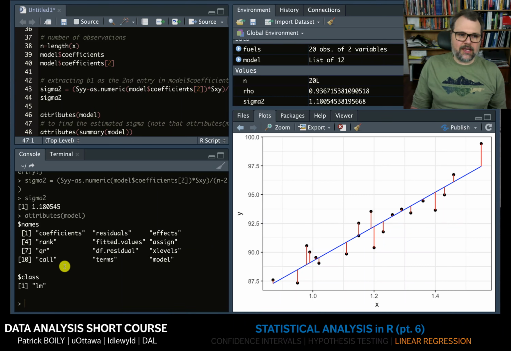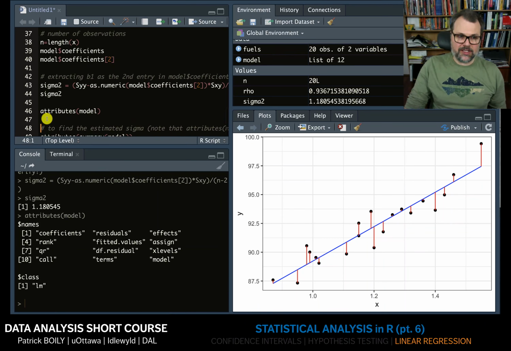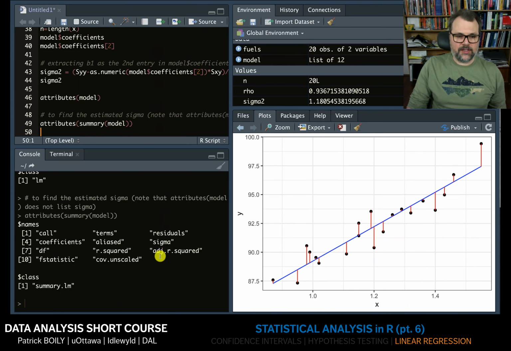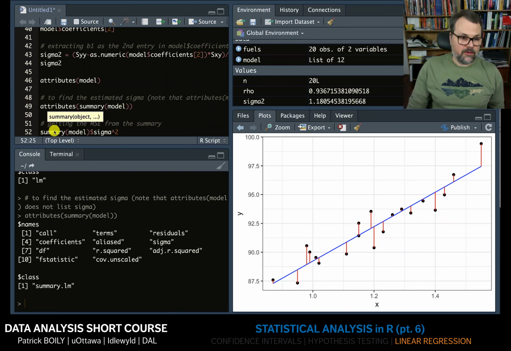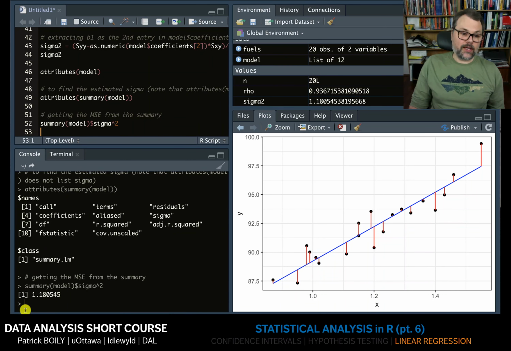It turns out that sigma is not an attribute of the model. It's an attribute of the summary of the model, which is itself its own object. You'll see it here. Sigma is the first, second, third, fourth, fifth, sixth attribute of the summary of the model. So if you want to get the mean squared error, sigma squared, you can literally extract it from the summary of the model, get the sigma quantity, and then you square it. And we get 1.18, which is exactly the value that we computed previously.